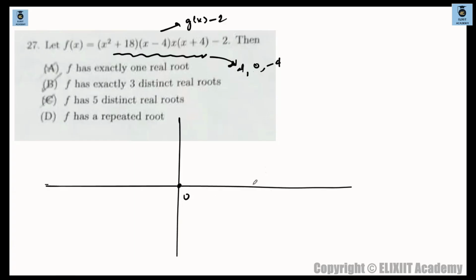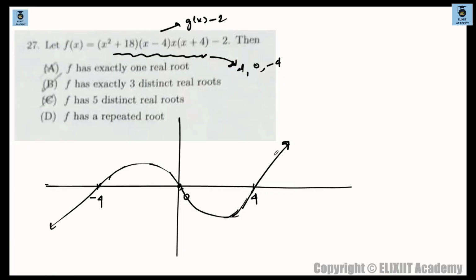Okay, 4, 0, and minus 4. At 0, this will cut. At 4, this will cut, and at minus 4, this will cut. So the graph will be somewhat like this. Go down, and then this will once again come up in this way. You can check this by the coefficient test over here. As x tends to infinity, the highest degree is 5, which is positive. So definitely for x tends to infinity, this will tend to plus infinity, and for minus infinity, this will tend to minus infinity, because here we are having odd powers.